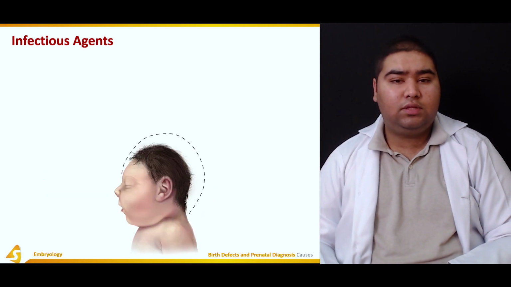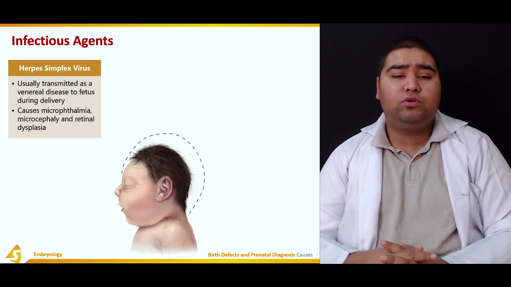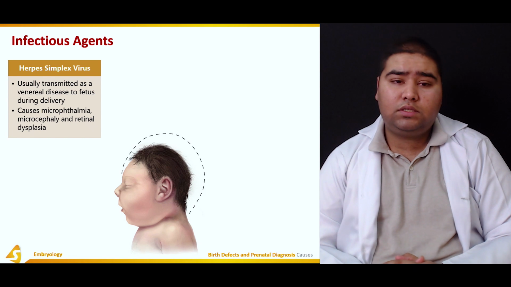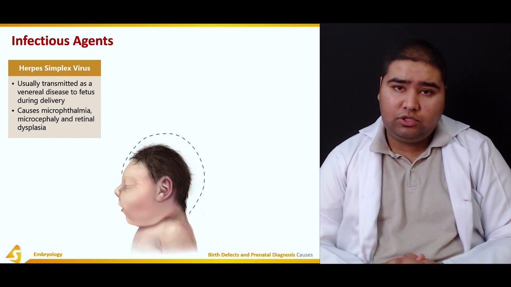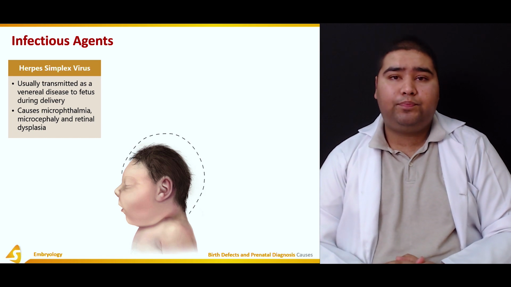Now let's move on to the next infectious agents. We have herpes simplex virus. It is usually transmitted as a venereal disease to the fetus. It is also transmitted during delivery. It can cause microphthalmia.